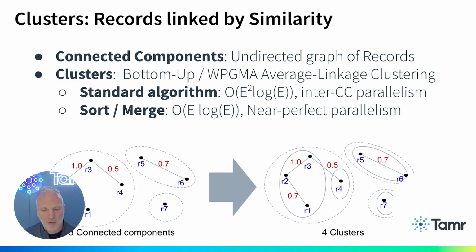Clustering resolves those conflicts. So you can see on the right-hand side, records 1, 2, and 3 are assembled into a single cluster. Record 4, which is similar to record 3 but not to record 1 or 2, has been placed into a separate cluster. So clustering is resolving those conflicts.